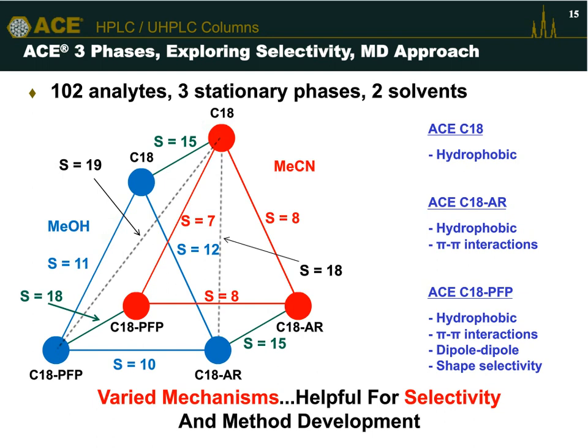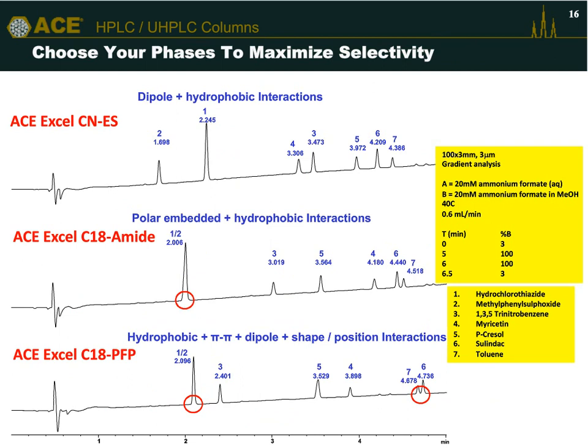Now, I've shown you those three different columns in a triangle format, and here are three different columns again with different mechanisms of interaction, but now I'm showing you chromatographic data on a simple 7-component mixture. So here we have three different columns that would be maybe more suitable for more polar type species. We have a cyano-ES based column which has a different mechanism of interaction and a different elution order of the compounds compared to a polar embedded C18 amide which has a different mechanism of interaction and different elution order compared to a C18 PFP which has a different mechanism of interaction and a different elution order.